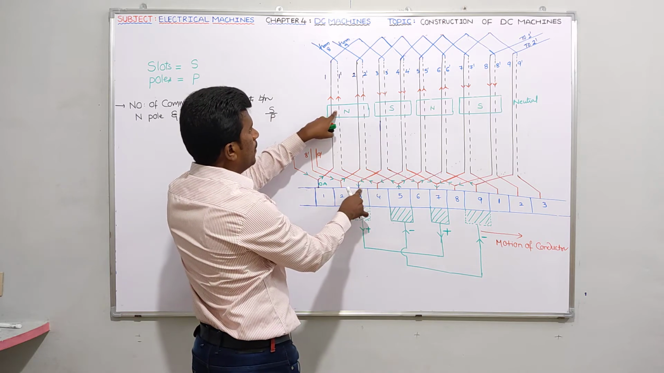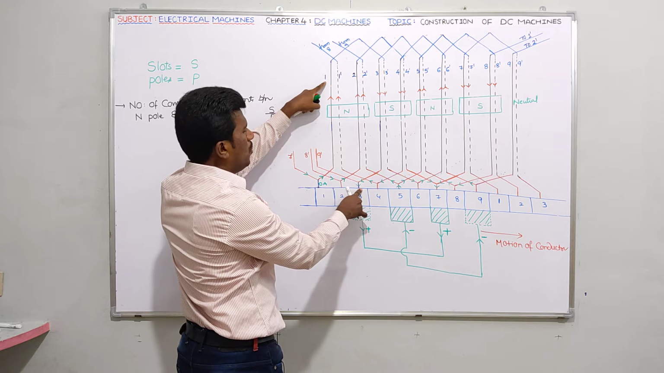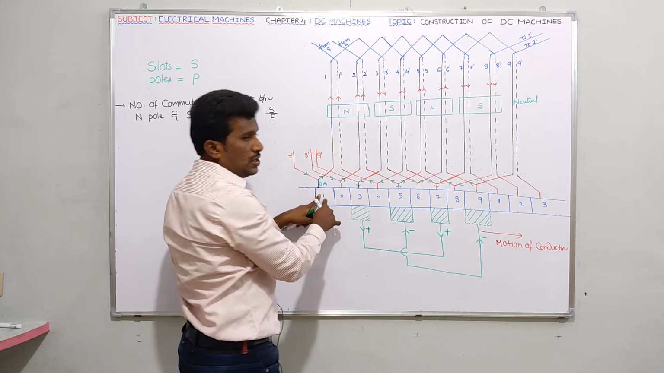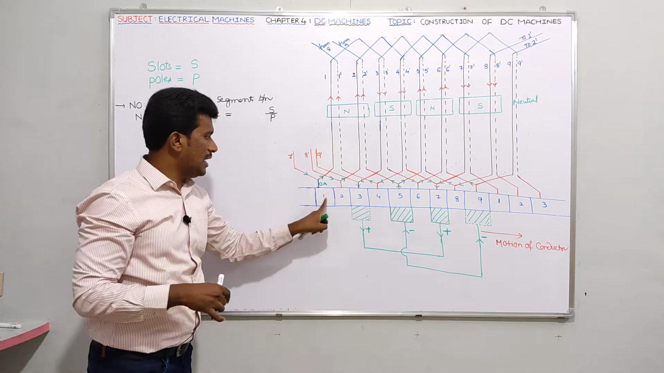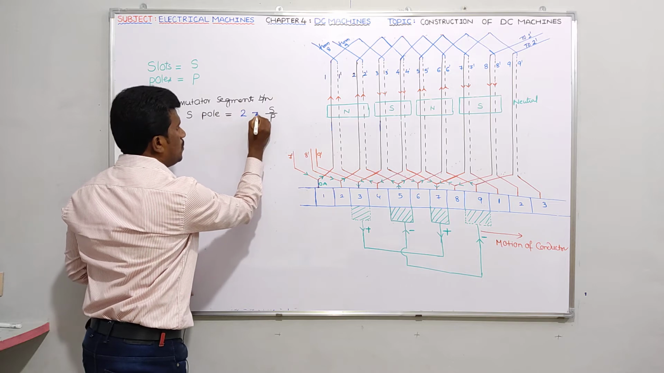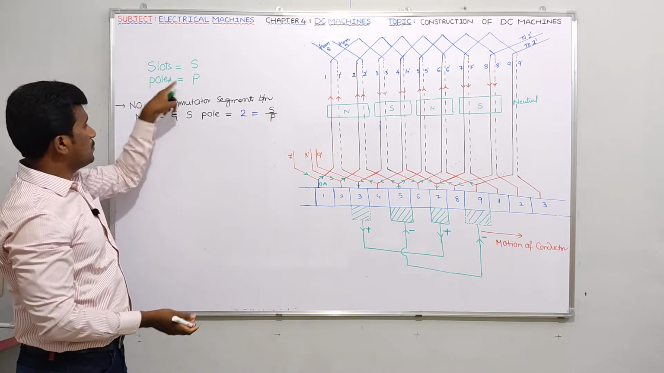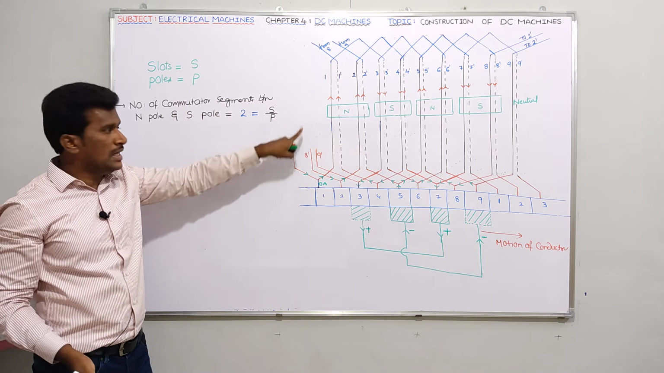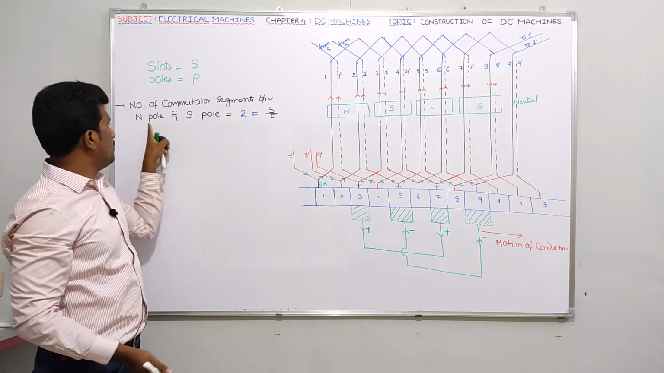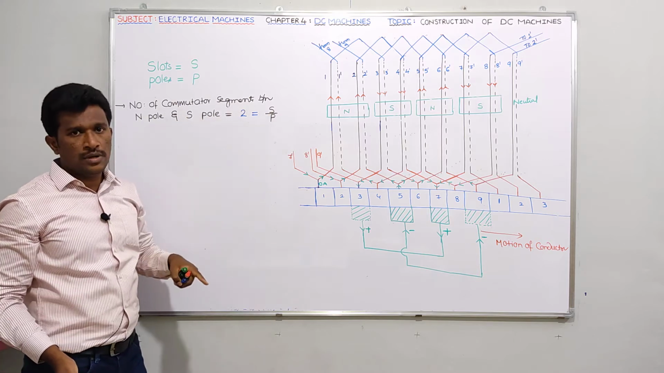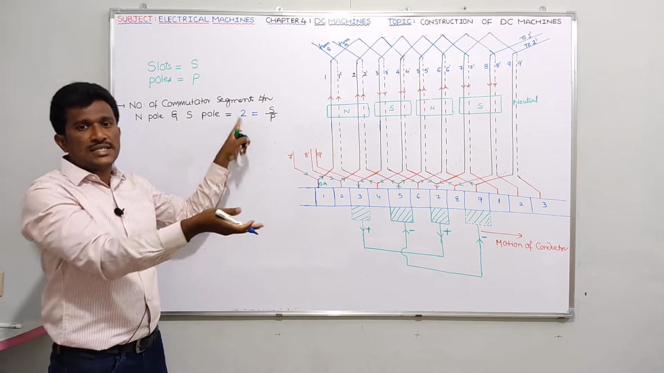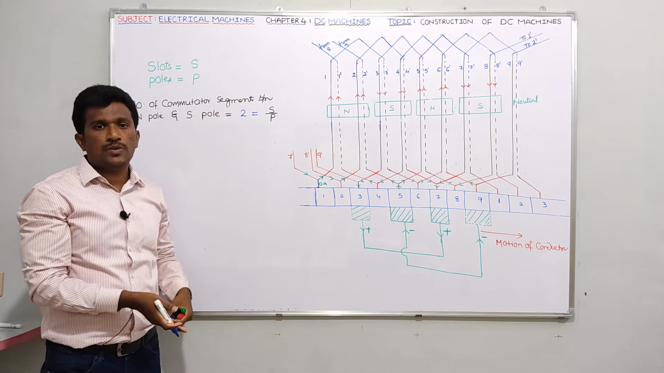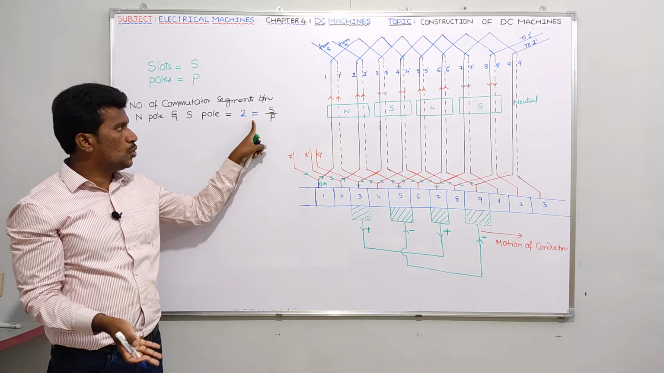Under the north pole, slot number 1 top conductor is connected to segment number 1. So 3 minus 1 is 2. In this example, 3 minus 1 is 2, which is equal to slots per pole only. If you observe clearly, the number of slots in this example is 9 and poles is 4. 9 by 4 is approximately 2 only. That means the number of commutator segments between north pole and south pole equals slots per pole. You are getting 2 here. What is the value of coil span in our question? Coil span beta equals slots per pole, value 2. Yes, 2 equals slots per pole.